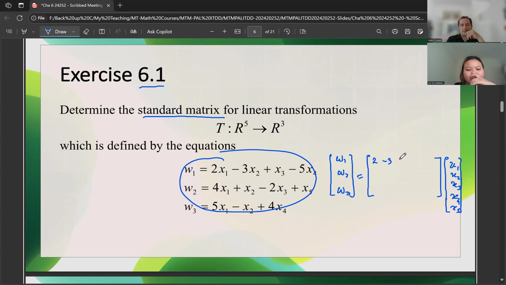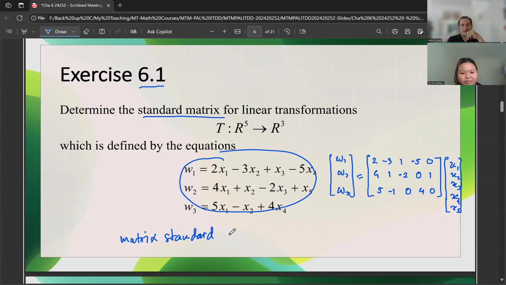1, 1, minus 1, 5, and 4, plus 0, because we have a 5. And this will be 4, plus 1, minus 2, 2, 1, and 0, 0, and 1, 0, because, oh yes, x5. Oh, sorry. This is 5, minus 1, 1, 0, 0, 4, and 0.